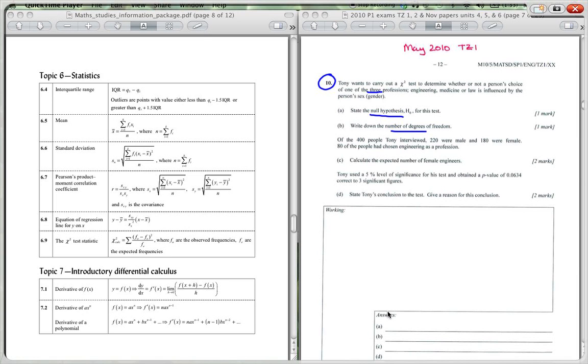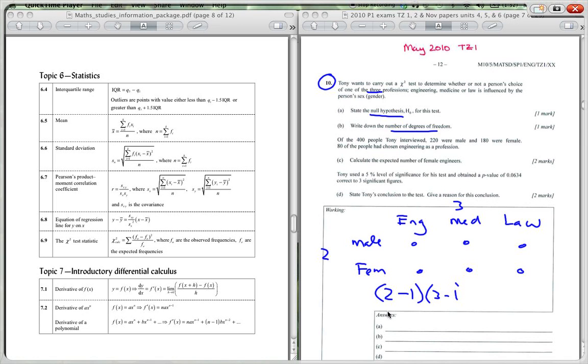Write down the number of degrees of freedom. Now, if we had to write this out in a table, we would have our three professions: engineering, medicine, and law, and we would have male, female. And so we would have a possibility of these, and so the degrees of freedom, this is 2 rows and 3 columns. It's going to be (2 minus 1) times (3 minus 1). That's going to equal 2. So the number of degrees of freedom would be 2.